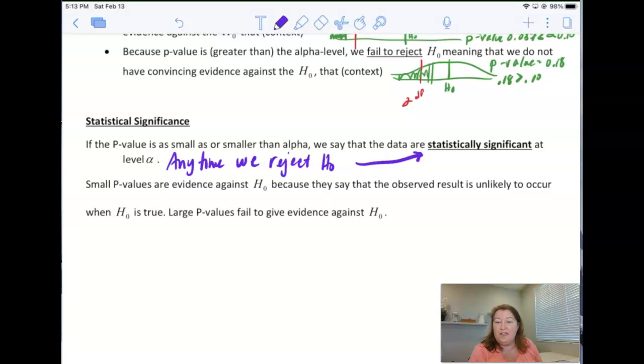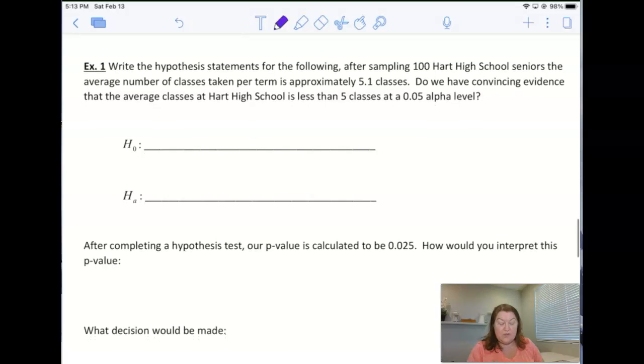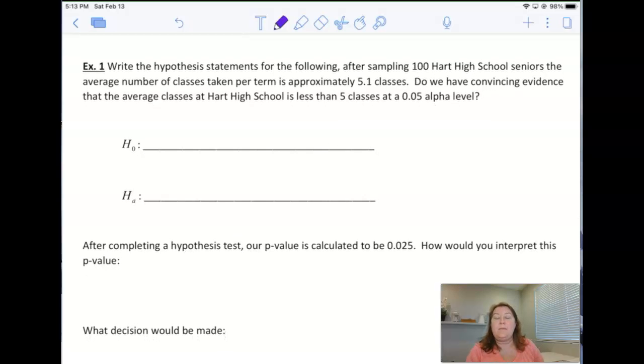So large p-values don't give us enough evidence against the null hypothesis to say that it's false. All right, so let's give you just an example of what we're going to expect you to do on day one. Day one, we're really going to just focus on you writing the hypothesis statements using the right symbols, explaining what a p-value means, and then telling us what your decision would be. So that combination of checking the p-value against the alpha level. Okay, so that's all we're going to check today.